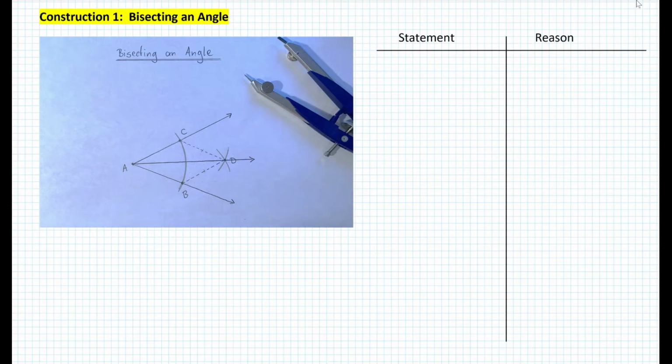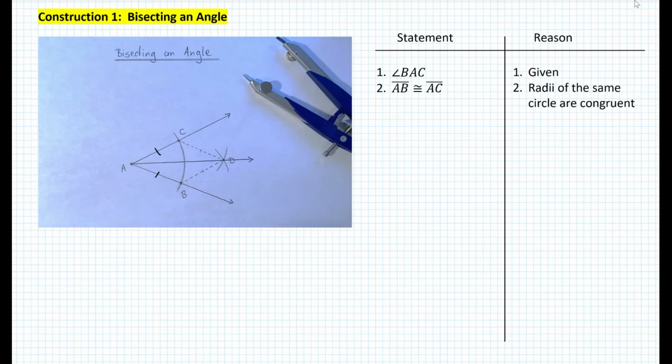So the first thing to do is to set up a statement reason table, and then we think, okay, so what are we given here and what we're trying to prove? So it turns out that here we're given angle BAC, okay? Now, when we drew the arc that connects B and C, what can we notice here? Well, we know that the segment AB and segment AC must be congruent. And why they're congruent? Because these are the radii of the same circle. So let's write that in. So here we can say that segment AB is congruent to segment AC because radii of the same circle are congruent.